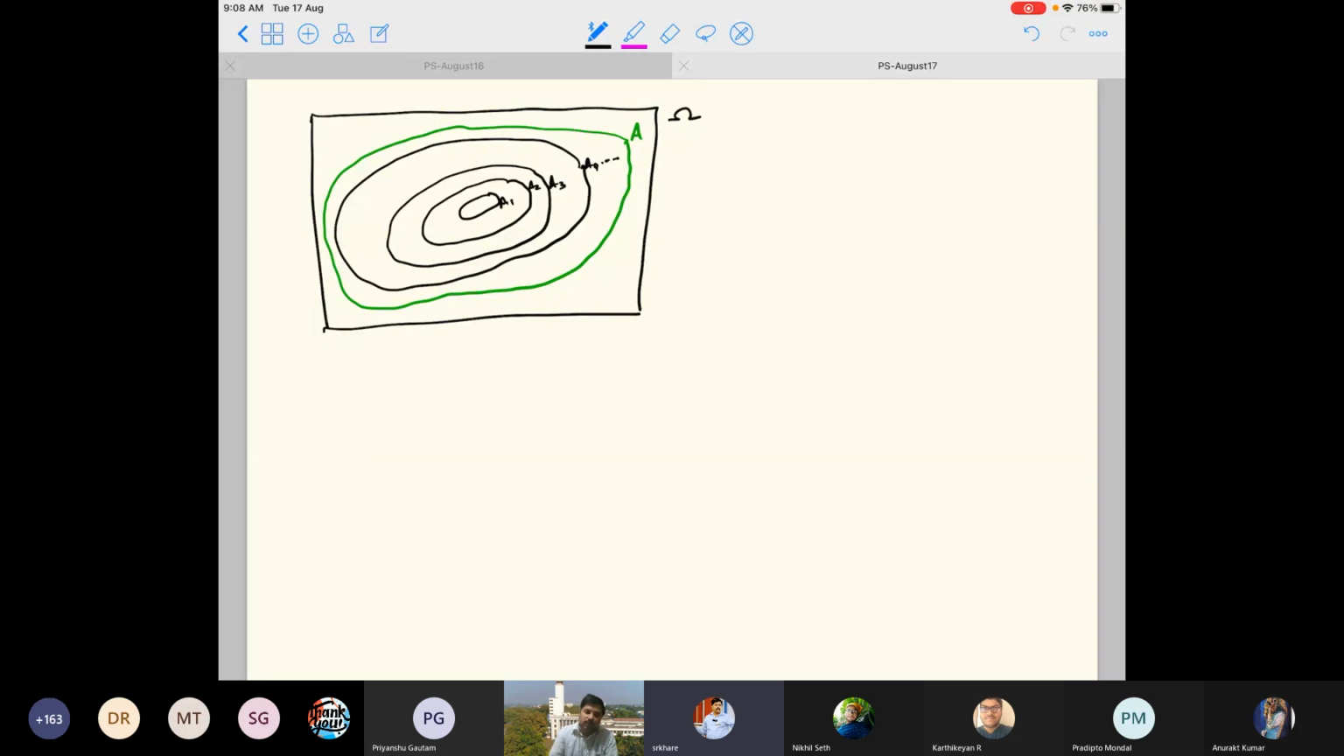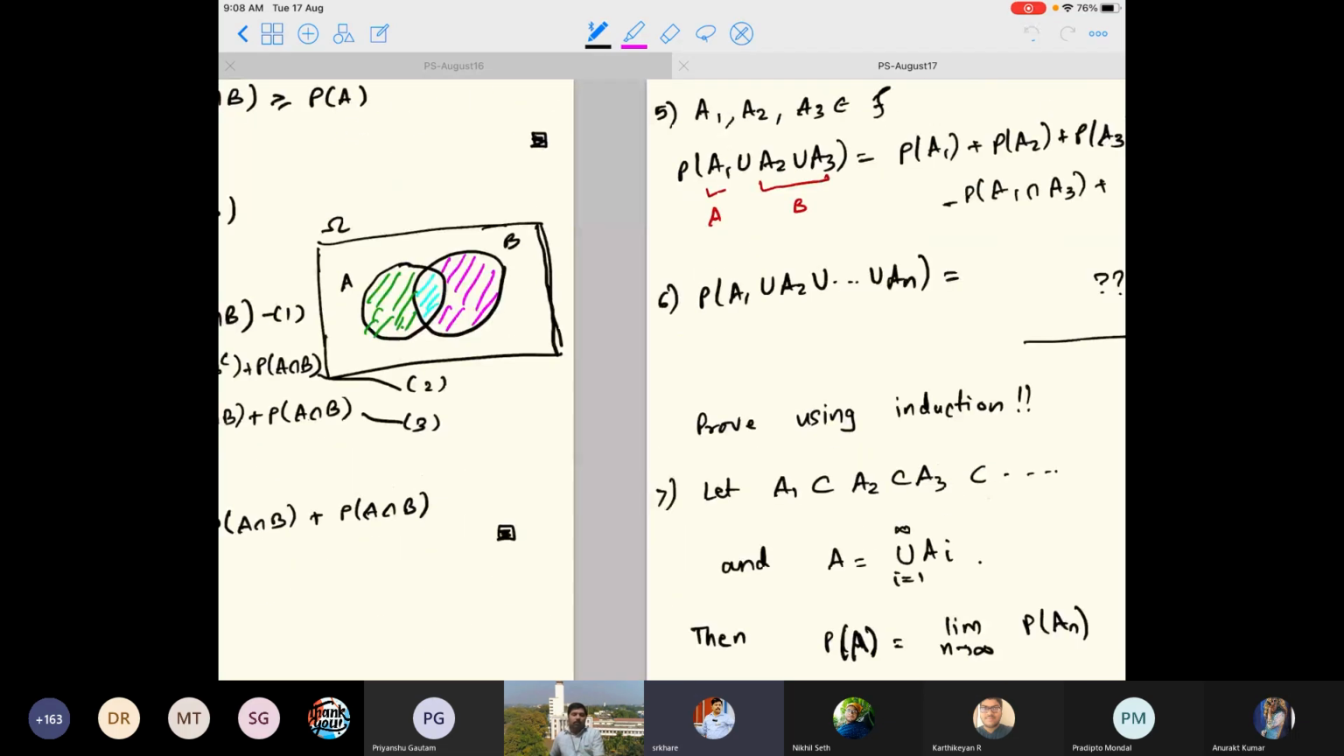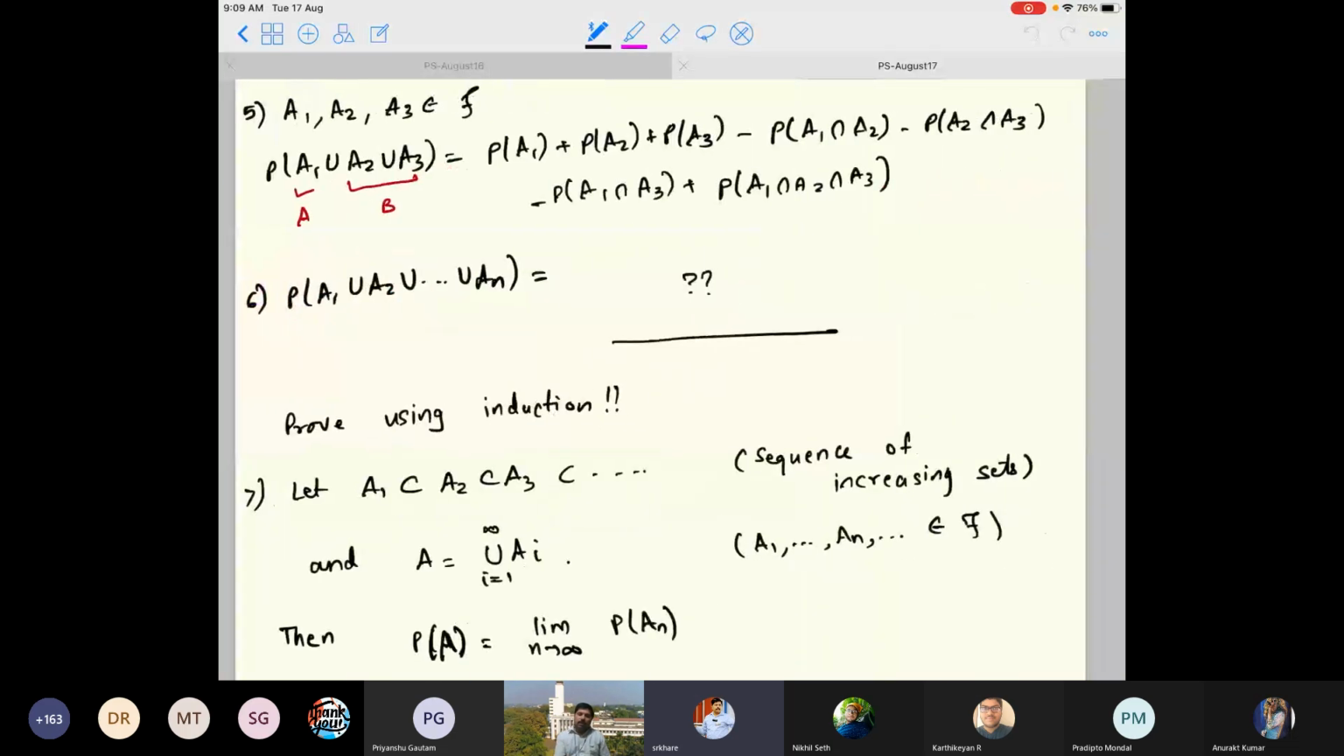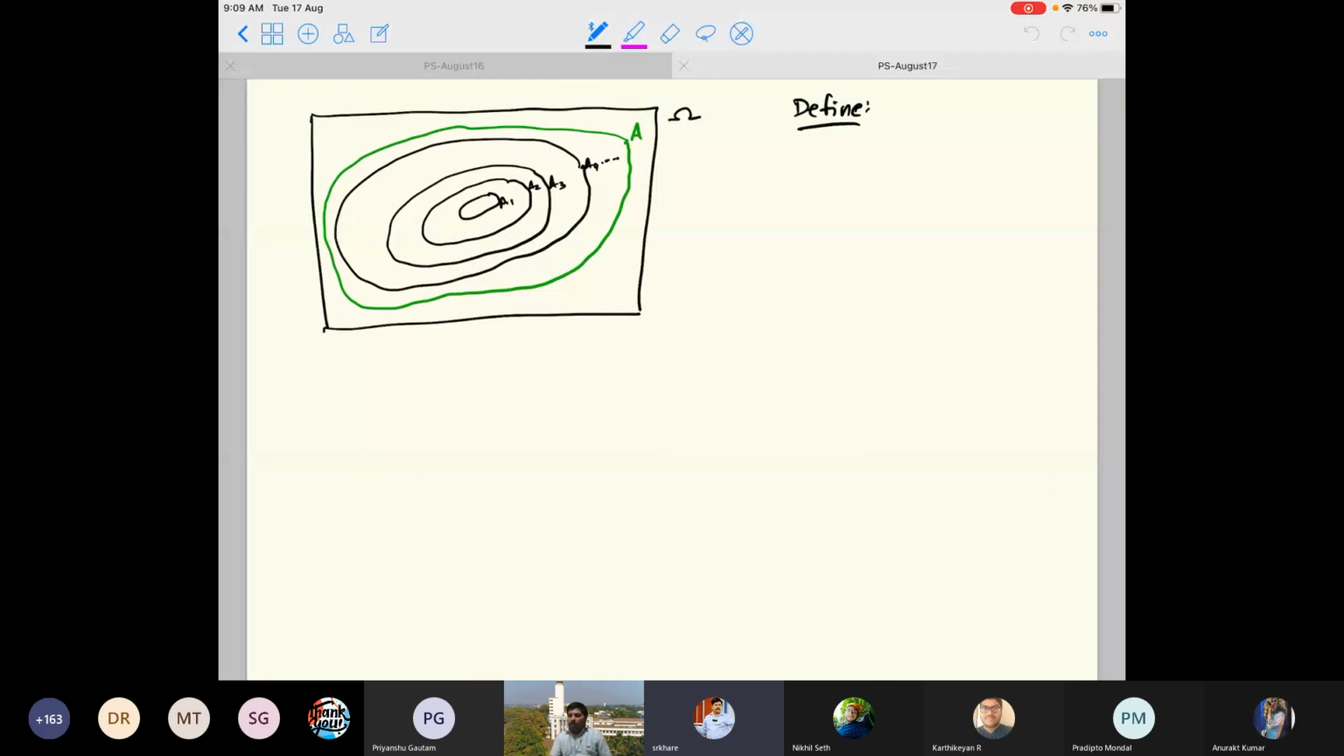Then I'll define new sets. Can you guess how I'm going to define them? So far, given any set, I have tried to write it as a disjoint union of certain sets, and when I'm finished, I use axiom 3. All the proofs we have done today involve this one key step of writing some set as a disjoint union of sets and using axiom 3. So here also I probably want to do that. How will you do it?